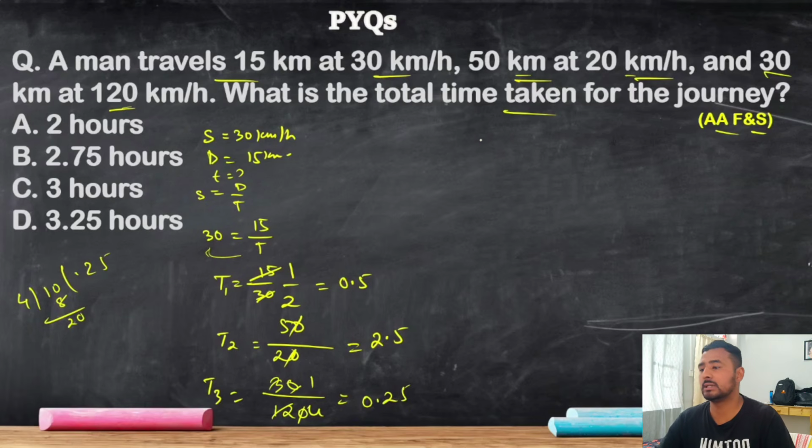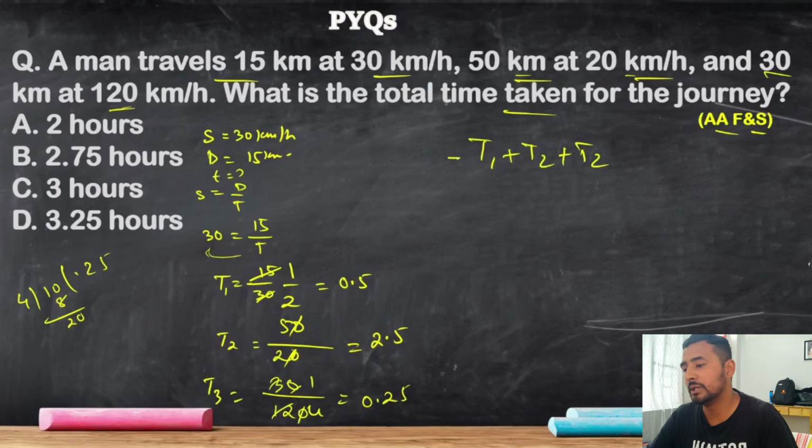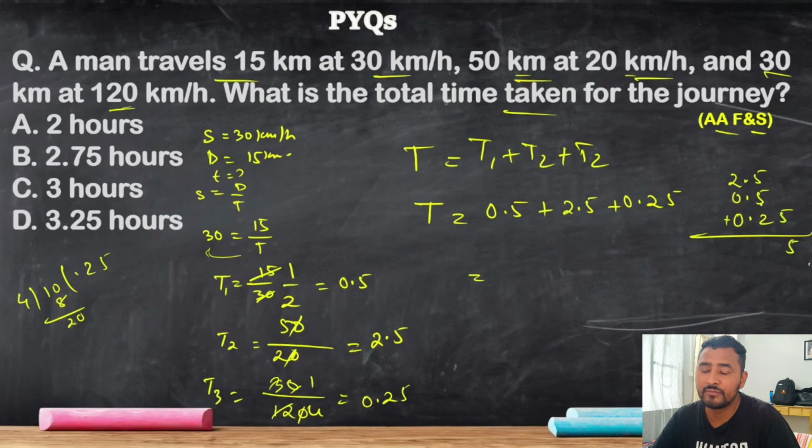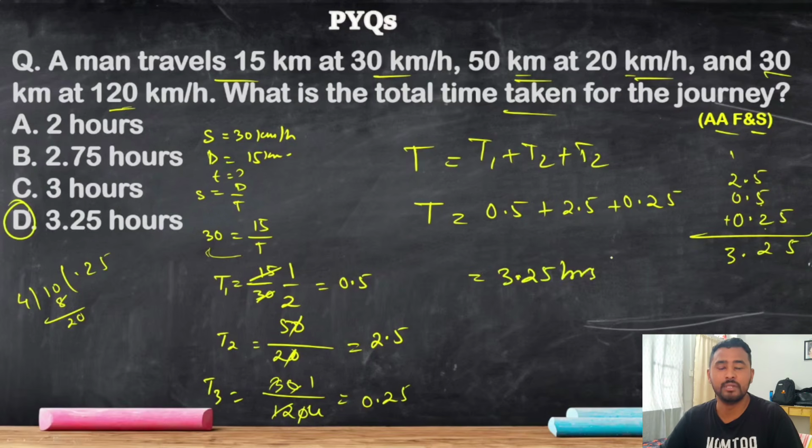Now what will be the actual total time? So t1 plus t2 plus t3 will be the total time, right? Clear? Now t1 is how much? 0.5. t2 is how much? 2.5. And t3 is 0.25. Now add all these: 2.5, 0.5, 0.25. This 5, 5, 5, 10, 11, 12, carry 1, so it's coming around 3.25 hours. I hope that is clear. Option number D will be the correct answer.